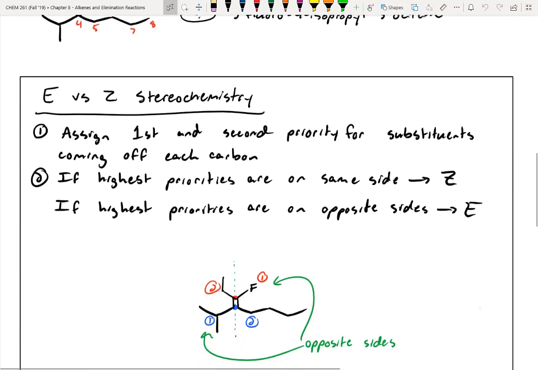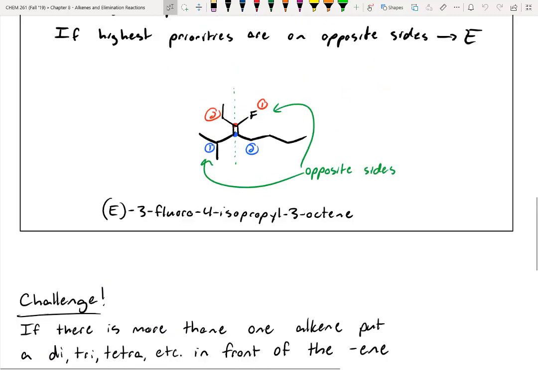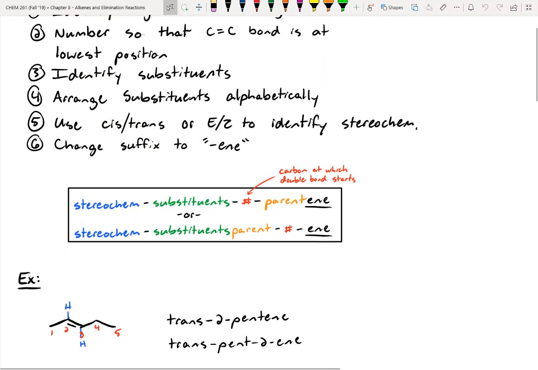We also review E and Z in the video, and then I even give you a challenge one for a molecule containing more than one double bond. So how do we name these? Make sure you watch that video tonight and then complete the problem of the day.